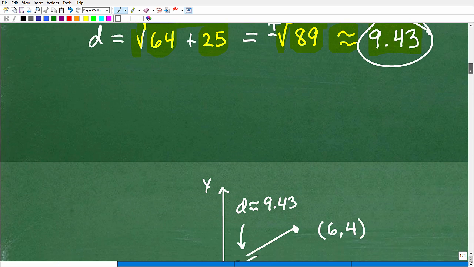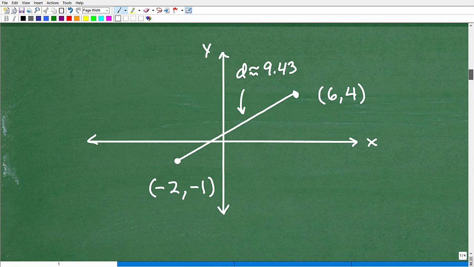So let's just kind of circle back to our problem here. Okay, so what we just did is we used the distance formula to find the distance between these 2 points. Okay, so from here to here, remember the distance between 2 points is a straight line. Okay, so the distance here would be 9.43 units. Okay, so that's basically the distance formula. It doesn't really have to be more complicated than that.